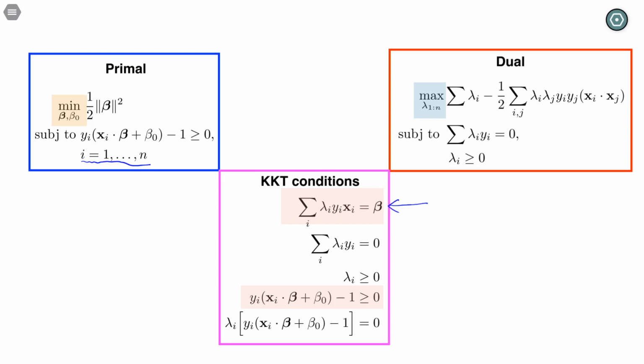How do we obtain beta 0? You're going to find out that at least for some of these data points xi, the equality will hold. Then we know yi, we know xi, and we have already solved for beta, so we can solve for beta 0. Next, we're going to first introduce the KKT conditions, and then we're going to talk about the duality between the primal and the dual problem.